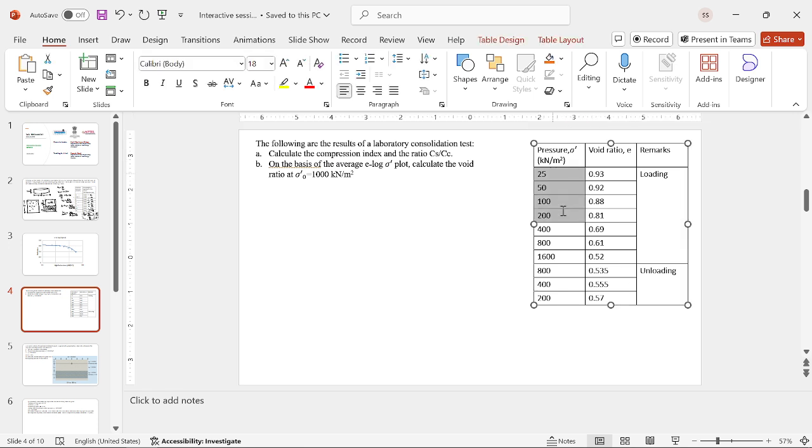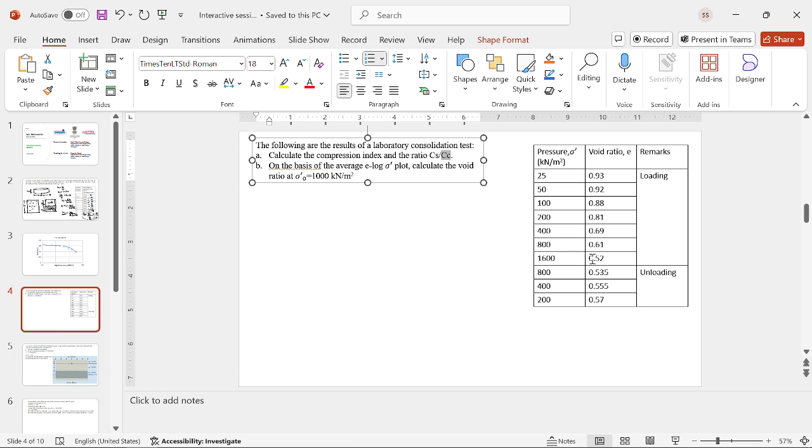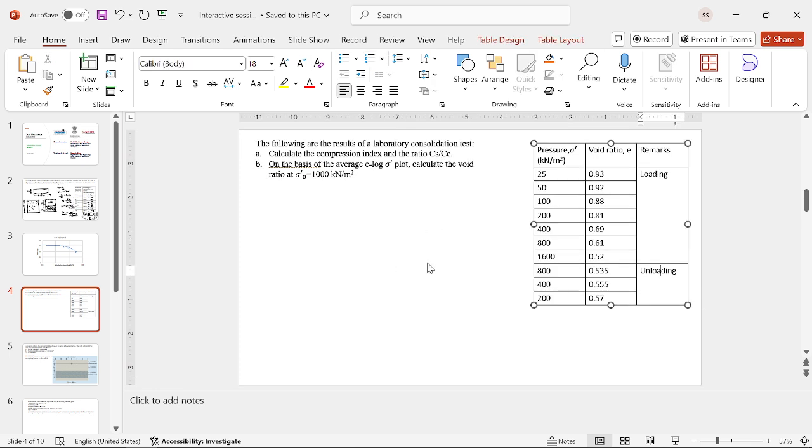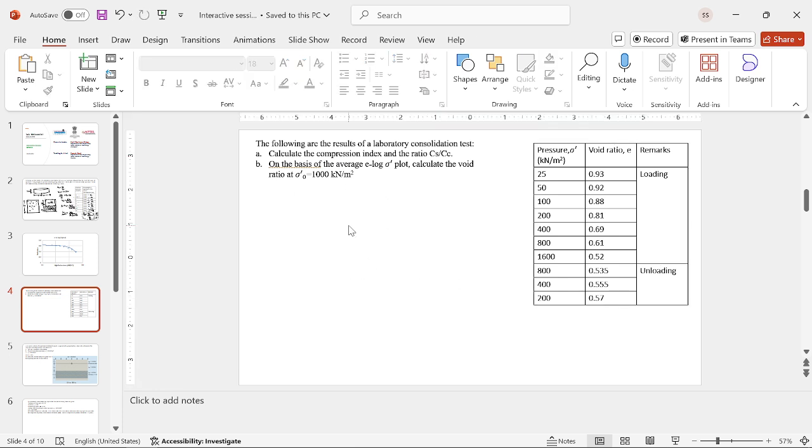as you can see here, the loading is increasing, and after this we are going towards the unloading. So what we will do is plot the e versus log sigma plot for loading as well as unloading, and from the loading line we can get the Cc, which is the slope of that curve, and from the unloading line we will get the Cs, which is the slope of the unloading curve, and on that basis we will calculate the void ratio at sigma naught equals 1000 kilonewton per meter square. Let us do that.